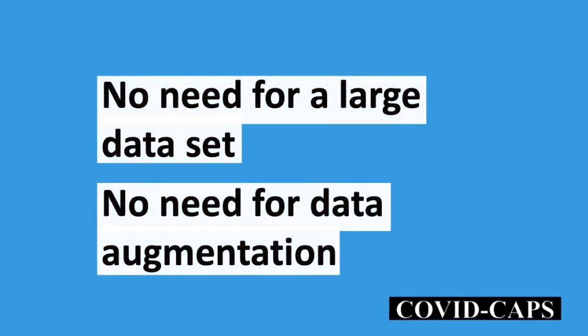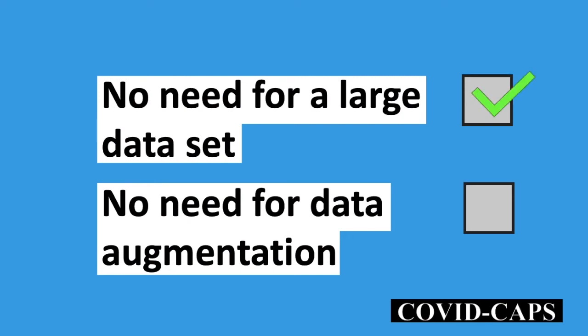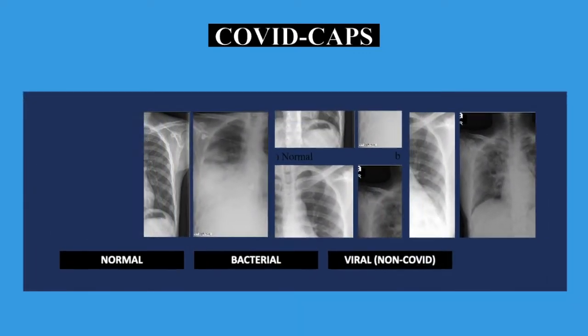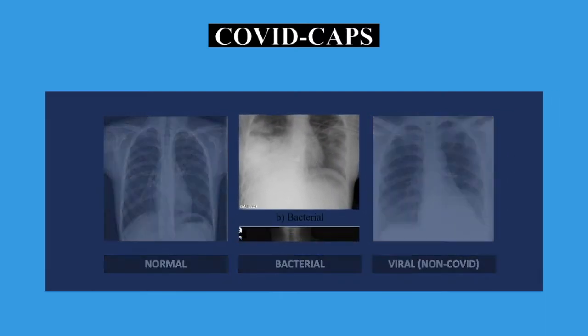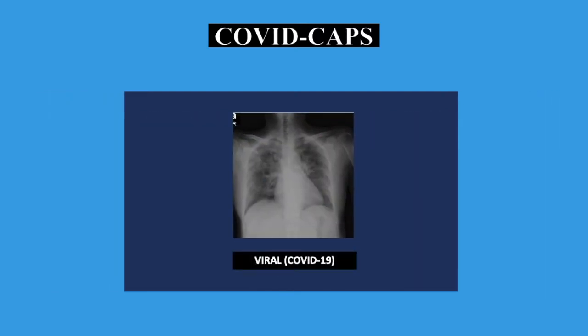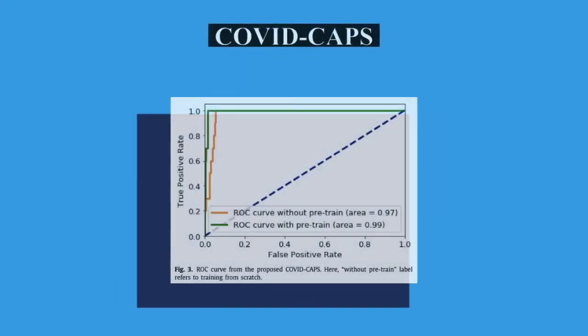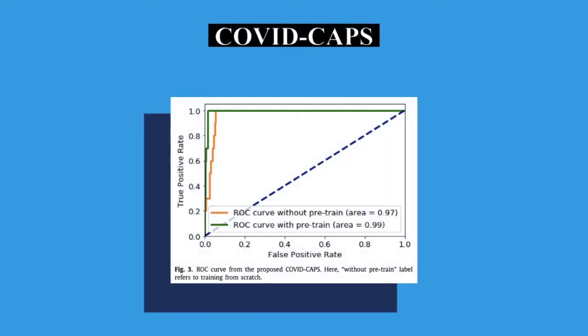The advantages of using a capsule network are eliminating the need for large datasets or data augmentations. In general, we have fewer negative than positive cases, therefore we adjusted the loss function to handle the imbalance. The generated dataset contains 4 labels arranged into 2 groups: normal, bacterial, non-COVID viral in the first, and COVID-19 in the second. COVID-CAPS achieved an accuracy of 95.7%, a high sensitivity of 90%, and specificity of 95.8%. Using the pre-trained model improves the accuracy and specificity as the ROC curve shows, with an AUC of 0.99.